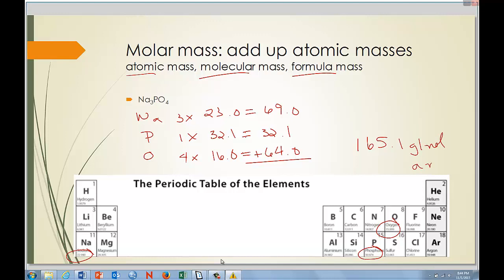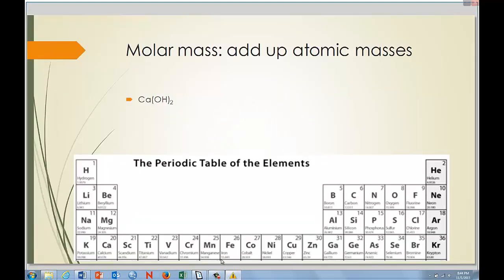Don't be confused by that. AMU is the actual correct one, but a lot of people just go ahead and put in grams per mole, so that way we can convert it when we do the calculations. Let's try another one. Calcium hydroxide.